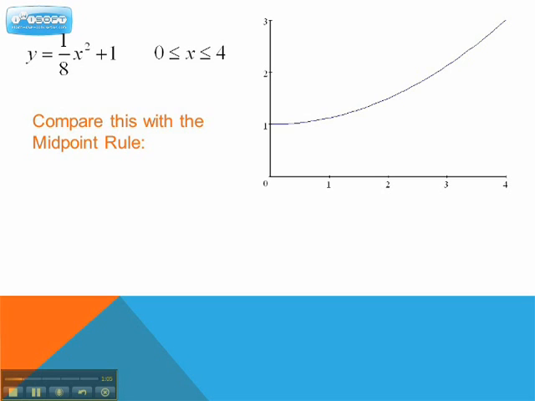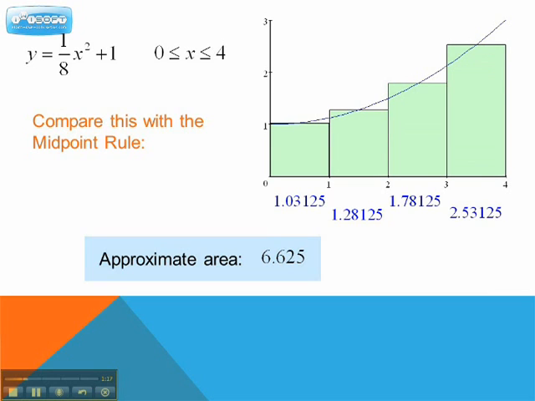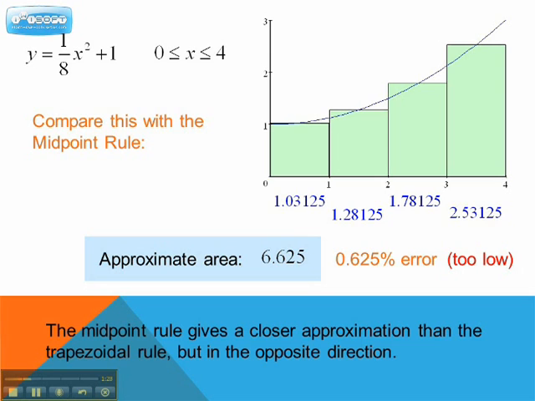Let's look at the difference between this and midpoint, okay? Because it's a mistake to think that midpoint and trapezoids give exactly the same answer. If I use my midpoints, we can see that we would get 6.625, which is a 0.625% error, which is low on the low end. The midpoint rule gives us a closer approximation than the trapezoids, but it's just in the opposite direction.